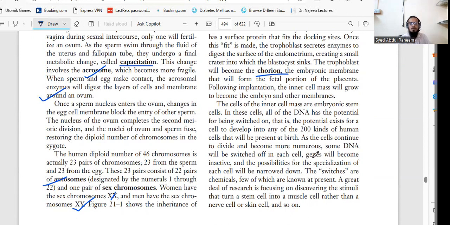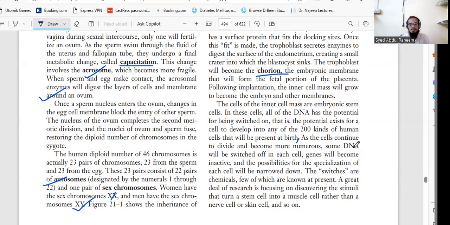The cells of the inner cell mass are embryonic stem cells. All of the DNA in these cells has the potential for being switched on. That is, the potential exists for a cell to develop into any of the 200 kinds of human cells that will be present at birth. So basically you have the main DNA cell, which will develop into further cells. We have 200 kinds of human cells.